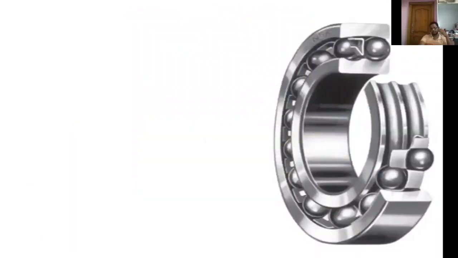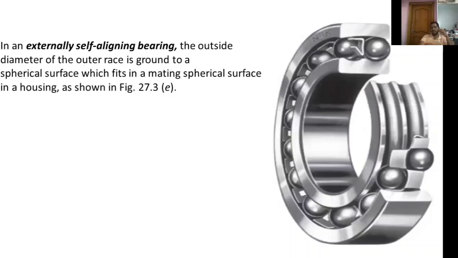Okay, in externally self-aligned bearings, the outside diameter of the outer race is ground to a spherical shape. Here you can observe this spherical shape, which fits in a mating spherical surface in a housing.